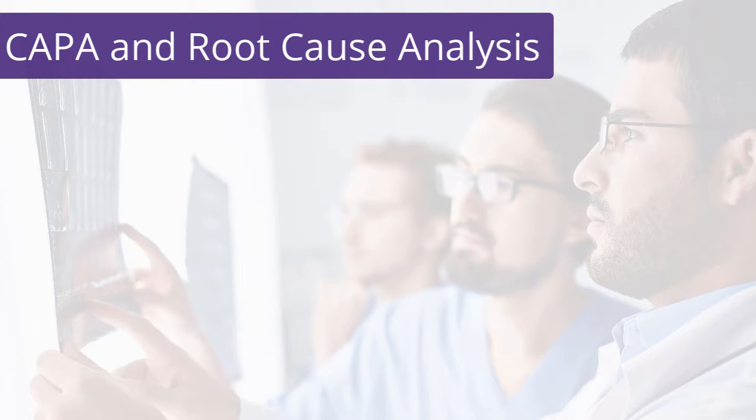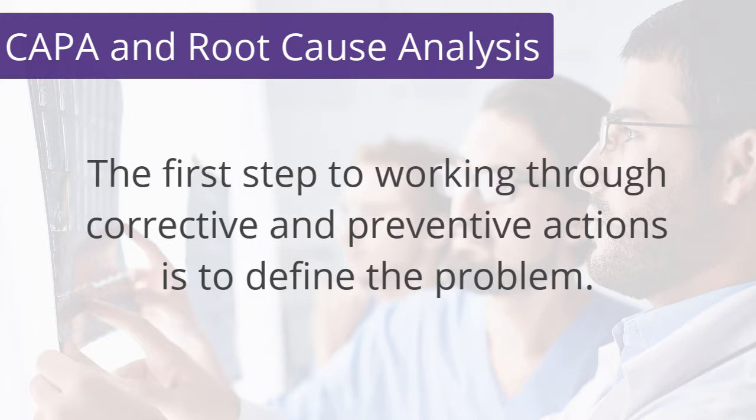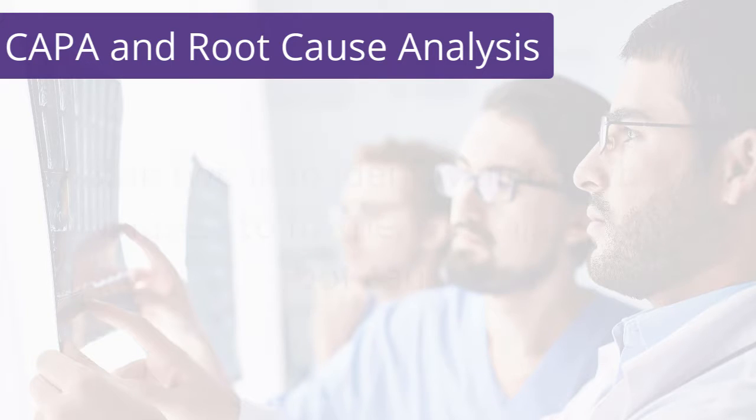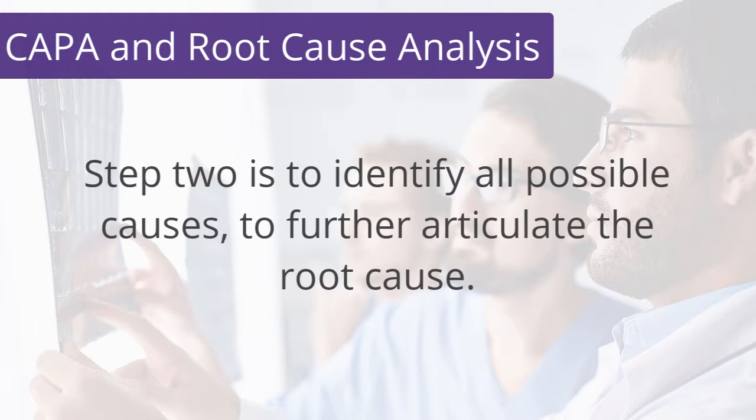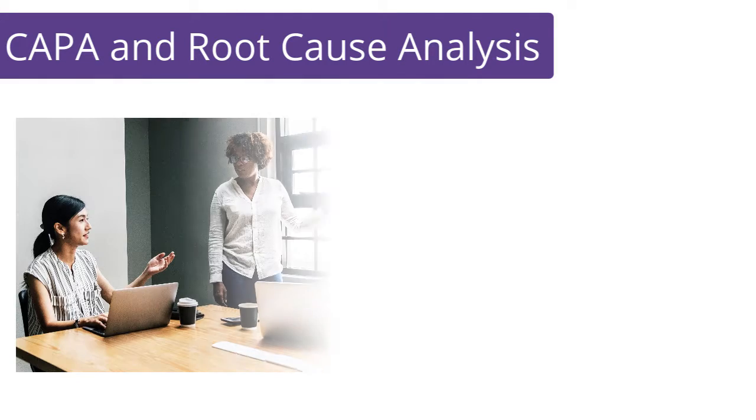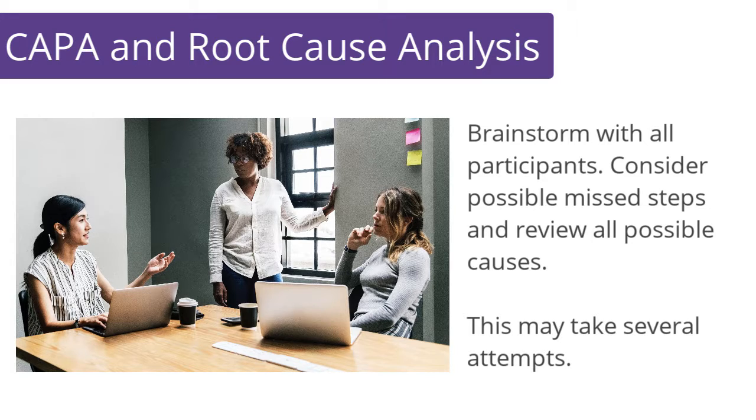2 and 3, corrective and preventative actions, CAPA, and root cause analysis. The first step to working through corrective and preventive actions is to define the problem. Articulating and simplifying the problem is critical. The next step is to identify all possible causes to help further articulate the root cause of the problem. This can be done in a brainstorming session where participants list all possible causes.